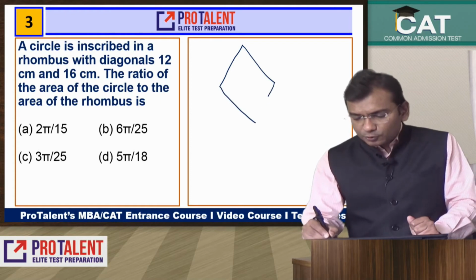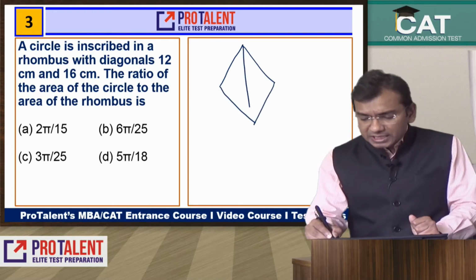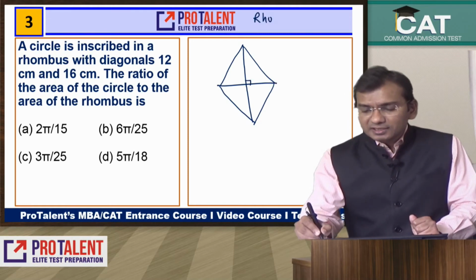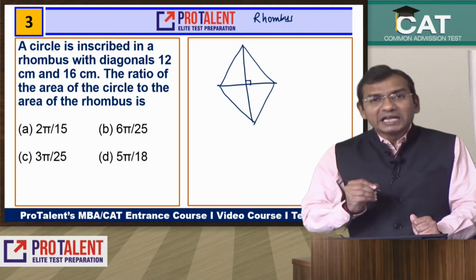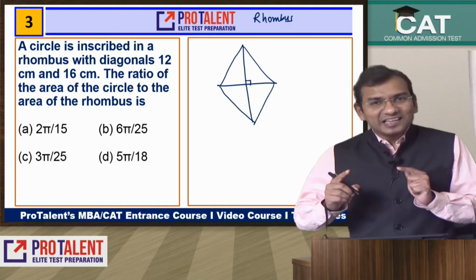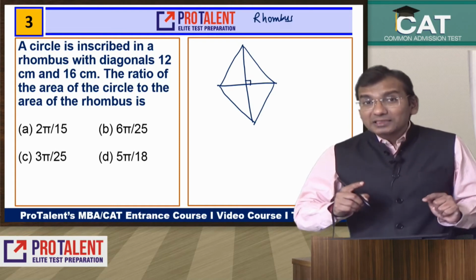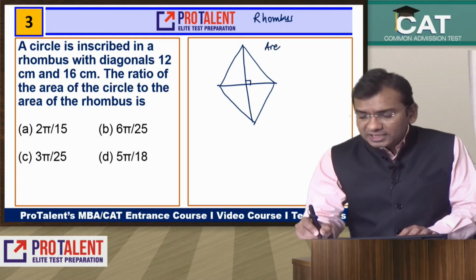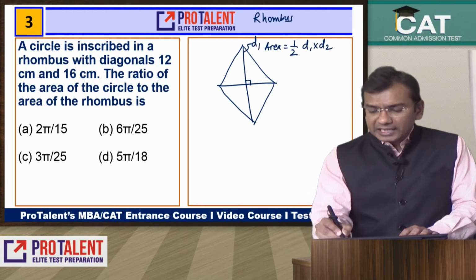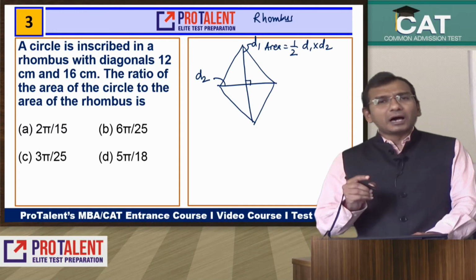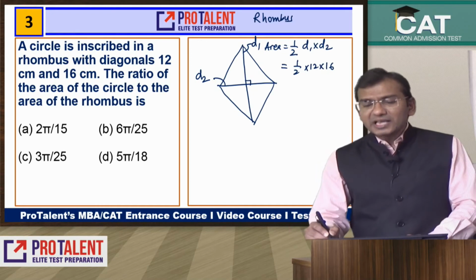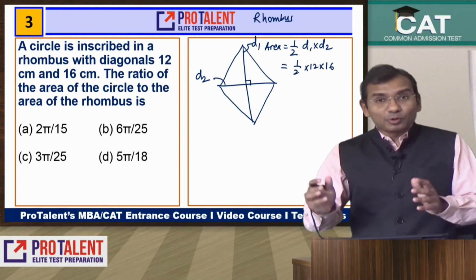A rhombus has all 4 sides equal, but its diagonals are not equal, but they bisect each other at 90 degree. Therefore the area of rhombus is given as 1 by 2 d1 into d2. d1 is the length of one diagonal, d2 is the length of the other diagonal. So in our scenario, it is 1 by 2, 12 into 16 is the area of rhombus. Yes or no?